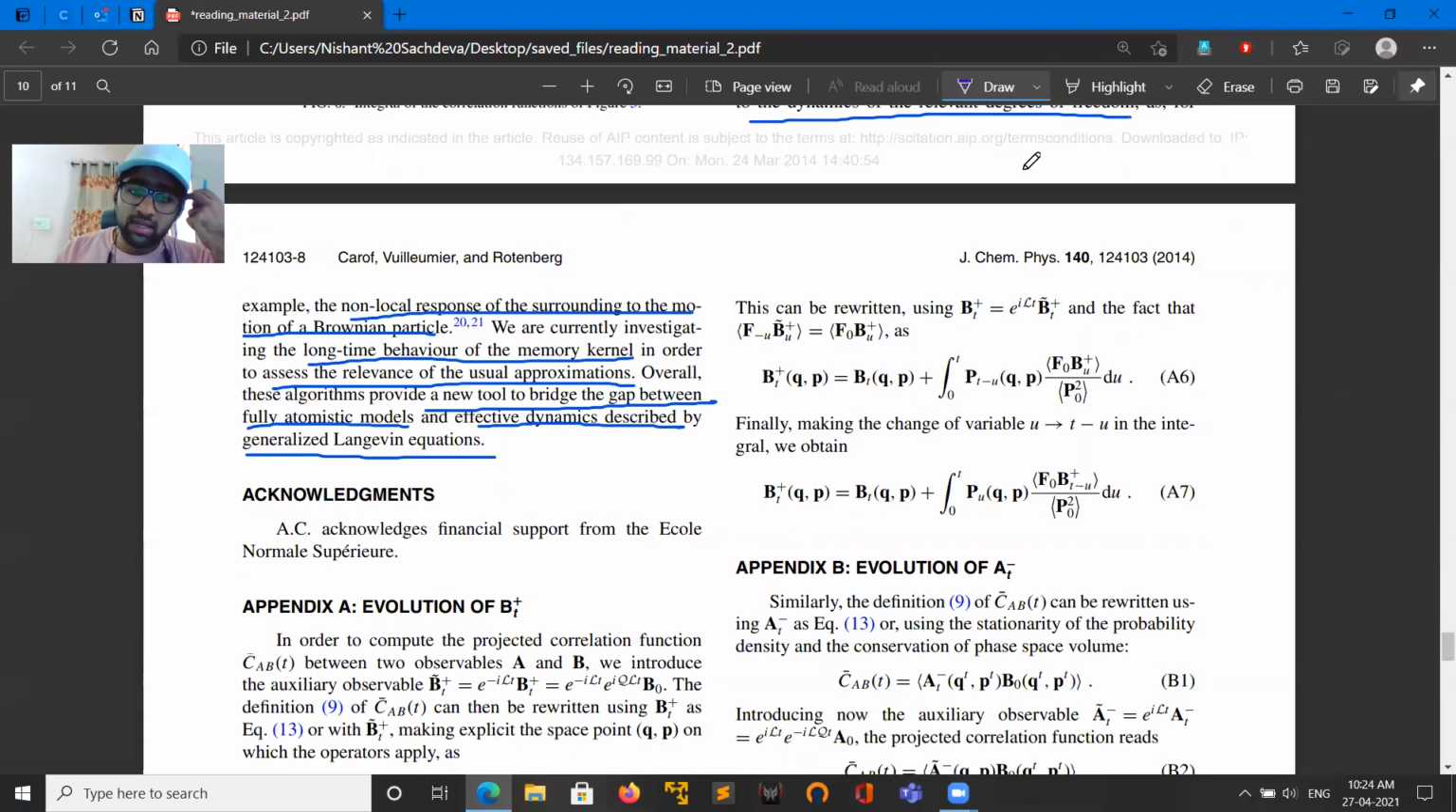As an advance to this paper, the people who made this paper are currently investigating the long range behavior of the memory kernel in order to assess the relevance of the usual approximations. Overall, these algorithms provide a new tool to bridge the gap between the fully atomistic models and effective dynamics described by the generalized Langevin equations.